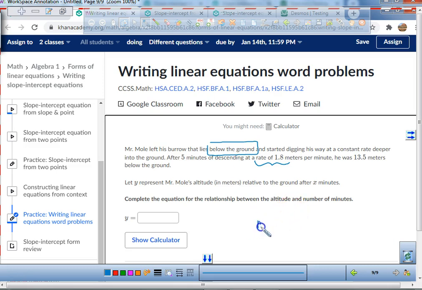So I'm going to put m equals negative 1.8. I'm going to make a table. And I will always make a table when I'm doing these problems. It says after 5 minutes, so I'll put a 5, he was at 13.5 meters, keyword, below. So if I say 13.5 meters below, I've got to make that a negative 13.5. This is where understanding the difference between positives and negatives matters. Below the ground is negative. Above the ground is positive.